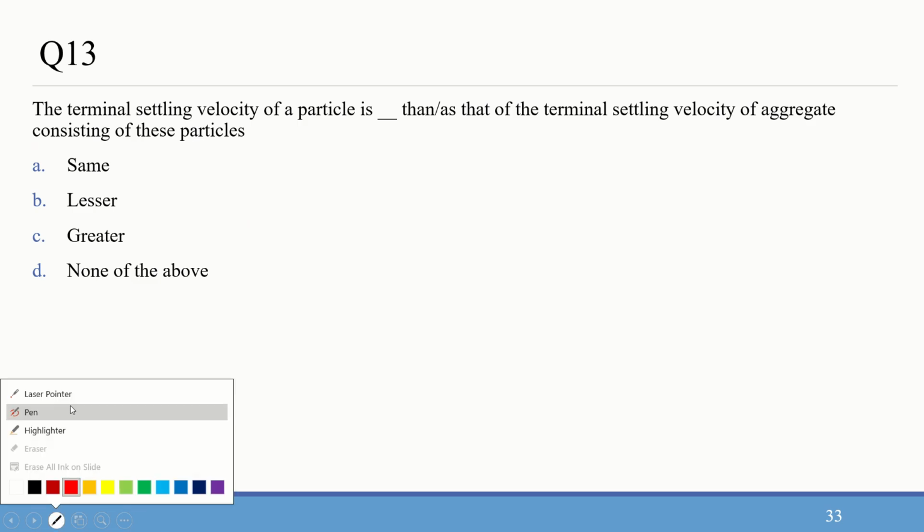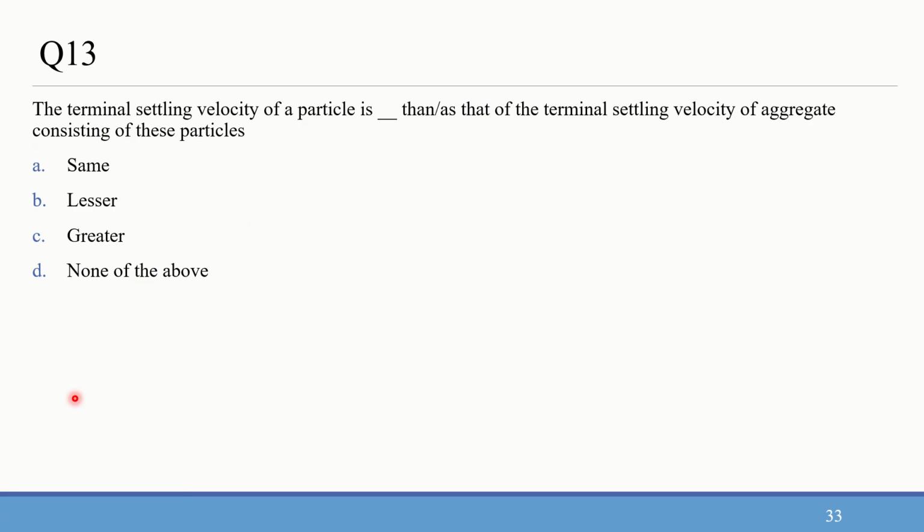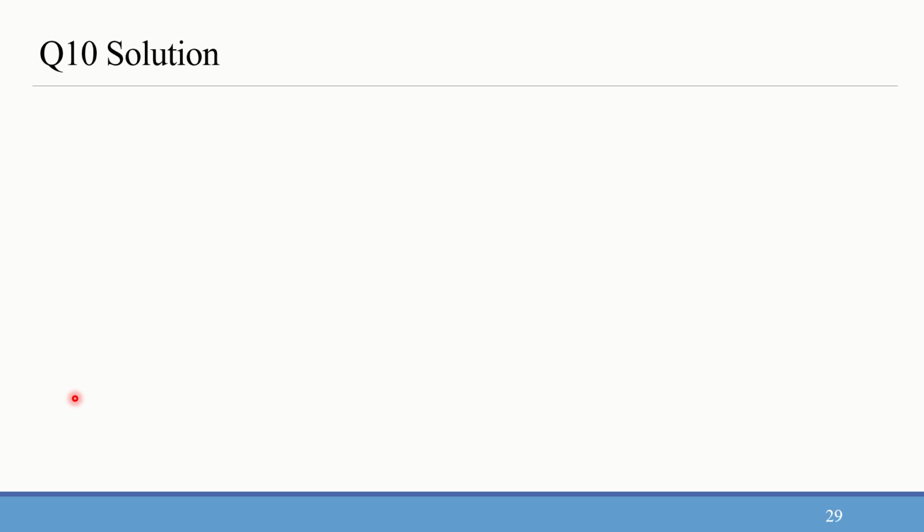So what is asked is, we are calculating the terminal settling velocity of a particle, and we are calculating the terminal settling velocity of the aggregate consisting of these particles. Will the individual particle terminal settling velocity be lower, same, or greater? Before answering this, we did a similar problem, so why can't we go and check there, so we will get a practical understanding of how it works.